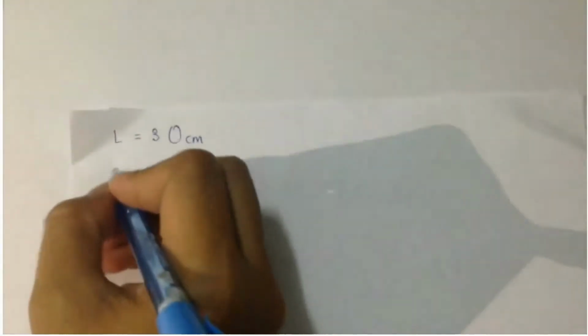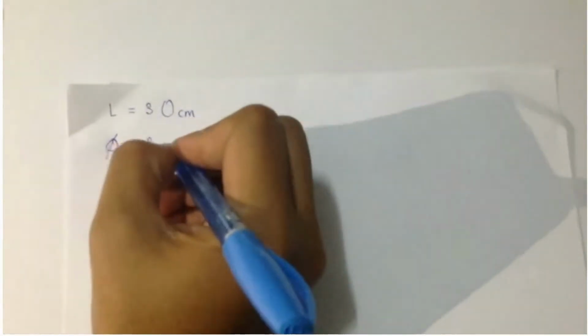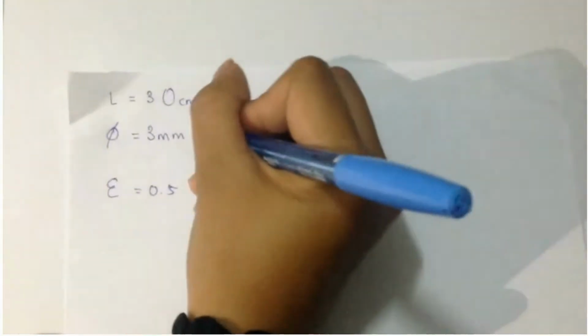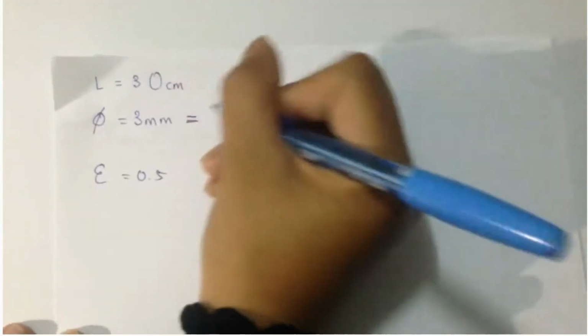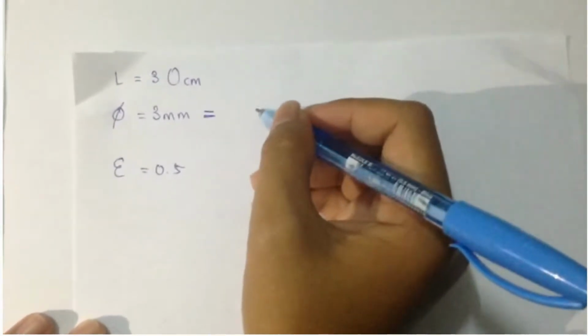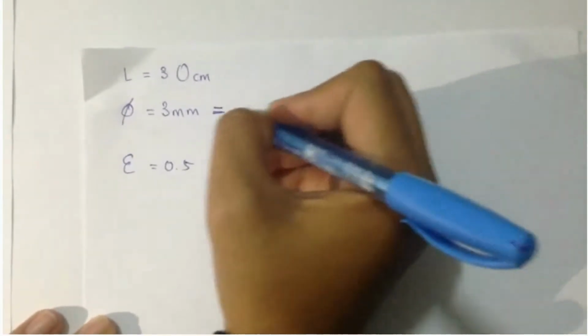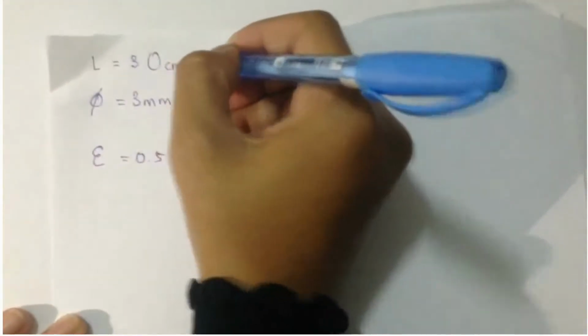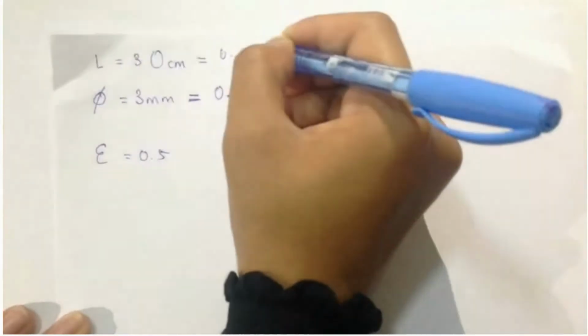So first, we need to point out the information: the length of the wire is 30 centimeter, the diameter is 3 millimeter, and the emissivity is 0.5. The diameter we need to convert into meter, dividing by 1000, so it will become 0.003, and the length will be 0.3 meter.